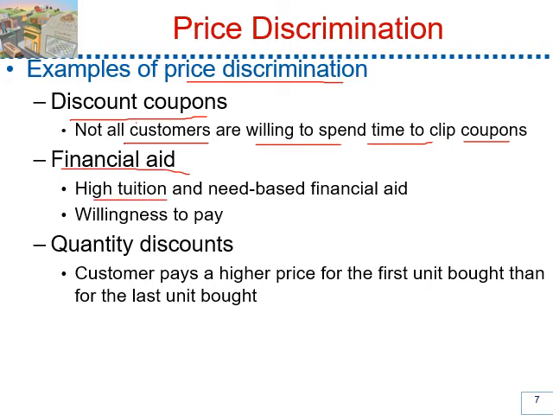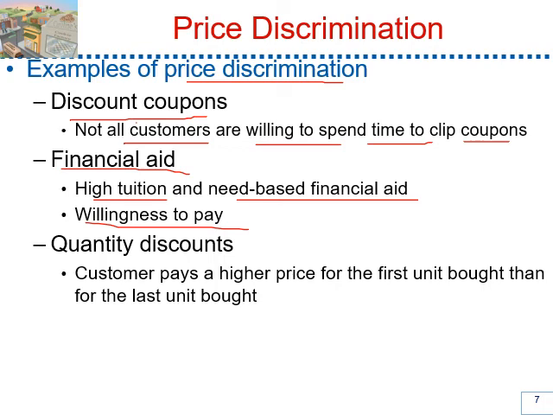Another example of price discrimination would be financial aid: high tuition and need-based financial assistance to students. Many colleges and universities give financial aid to needy students. One can view this policy as a type of price discrimination. Wealthy students have greater financial resources and therefore a higher willingness to pay to go to college. By charging a high tuition and selectively offering financial aid, schools charge prices to customers based on the value they place on going to that school. This behavior is similar to that of any price discriminating monopoly.